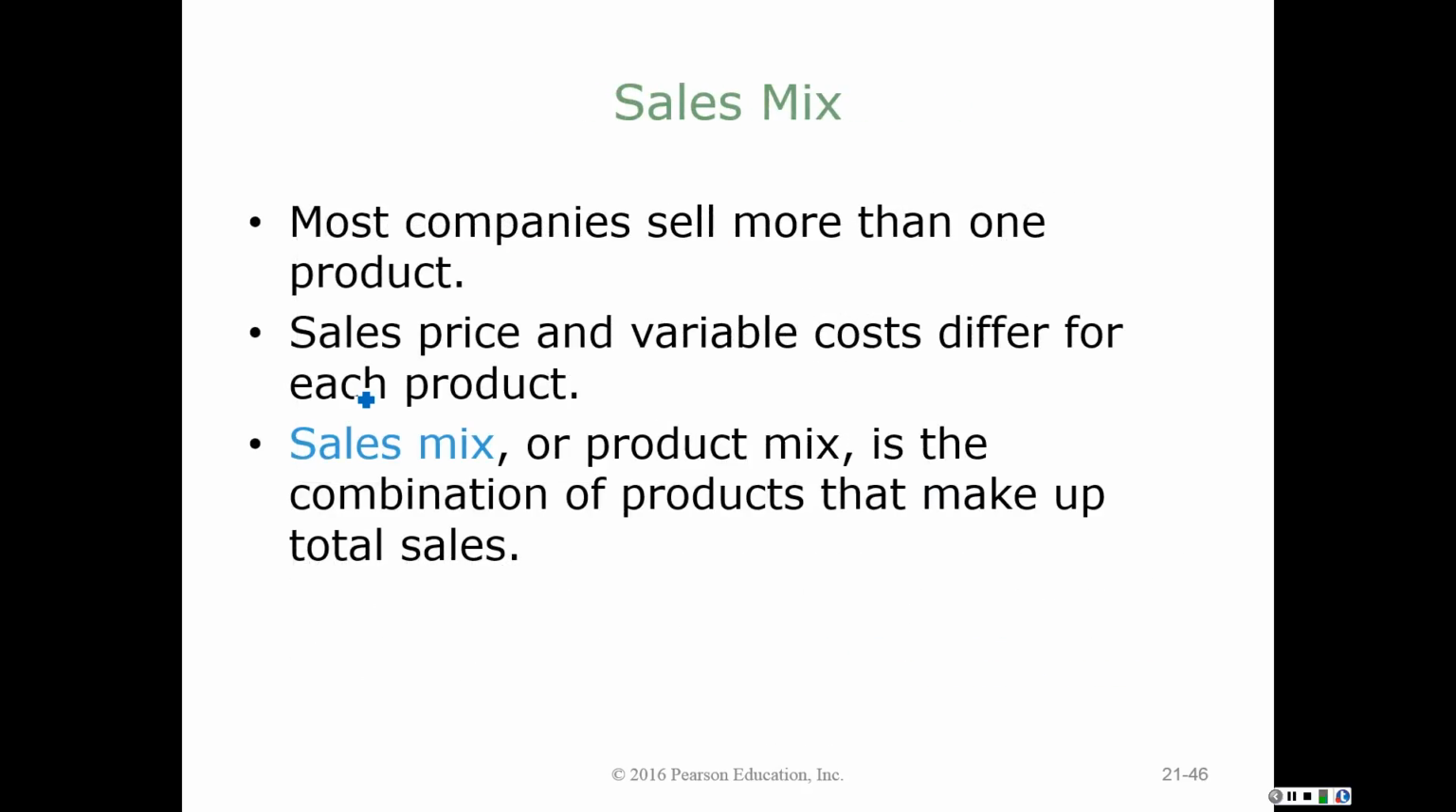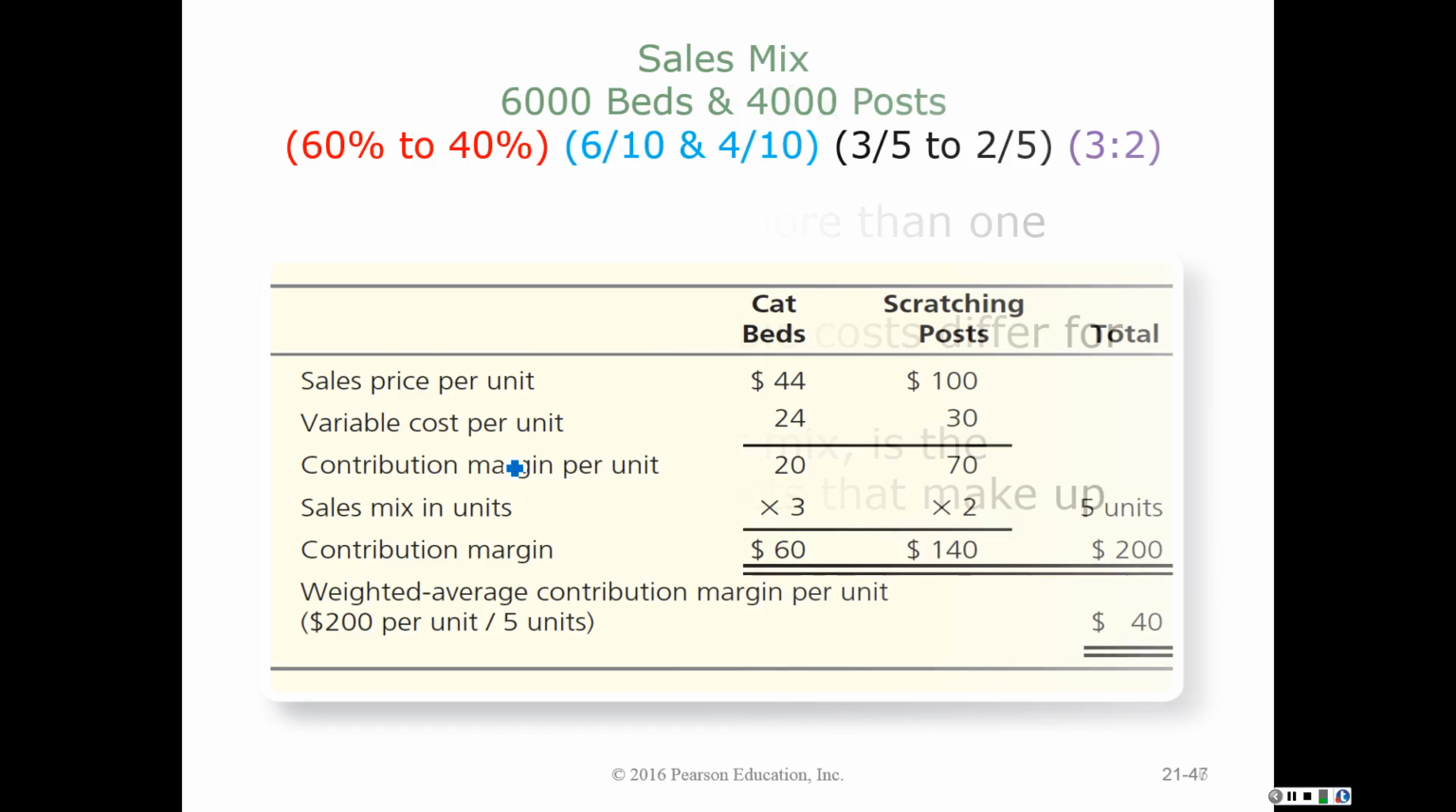What happens if we sell more than one product and our sales price and variable costs are different, so we don't have the same contribution margin for each product in order to calculate break even? Your book gives you an example of a company that manufactures cat beds and scratching posts. This is Cool Cat Company. And they sell, like we said, cat beds and scratching posts.